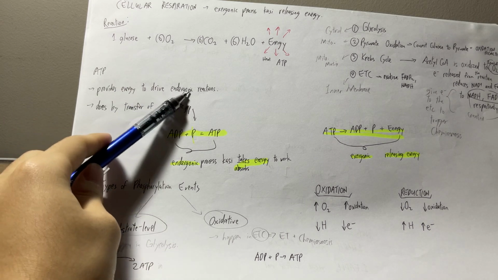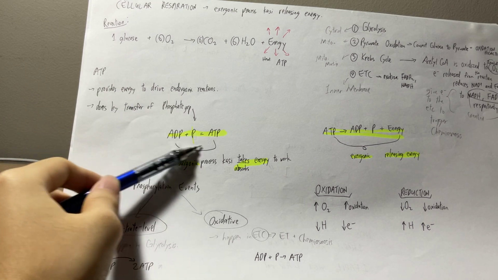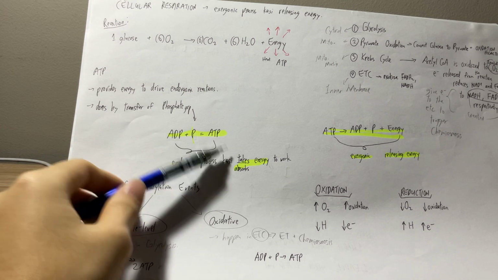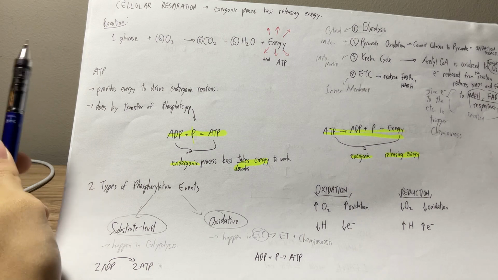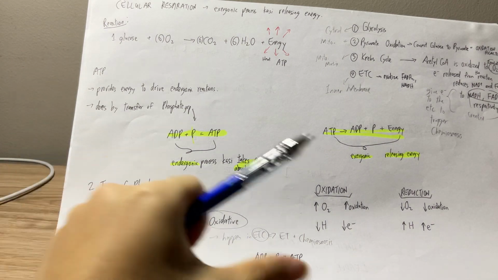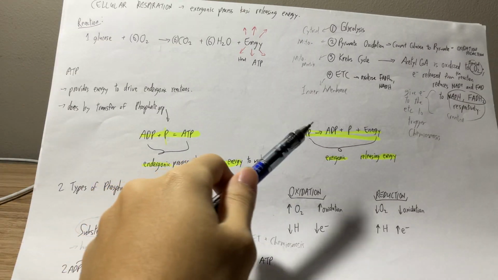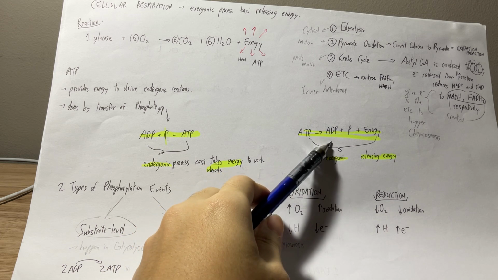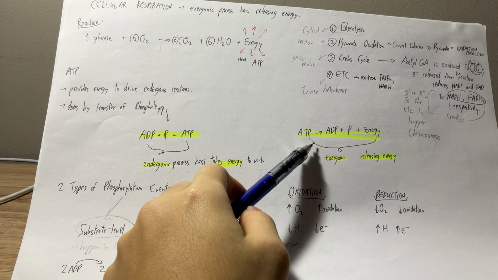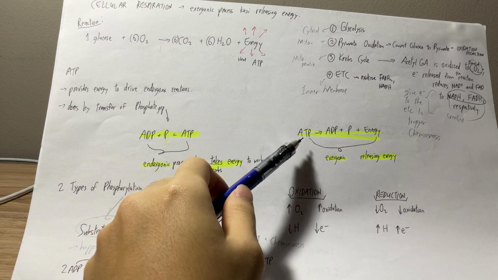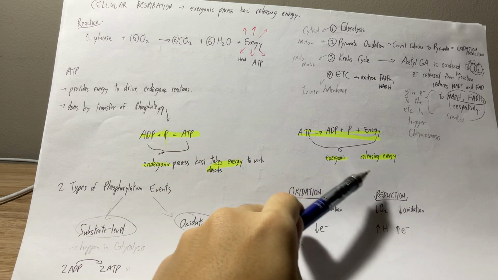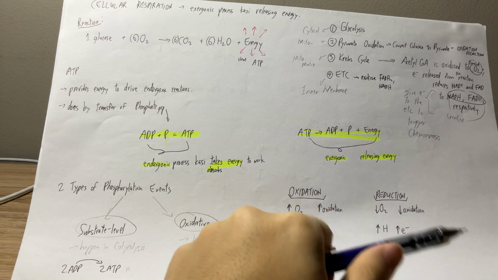Why is it called an endergonic process? Well, it's because it takes energy to work. So yeah, I won't explain deeper than that. ATP is ADP plus P plus energy. This is exergonic if you orient it the other way around, or in other words, releasing energy.